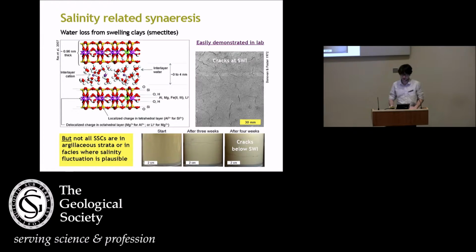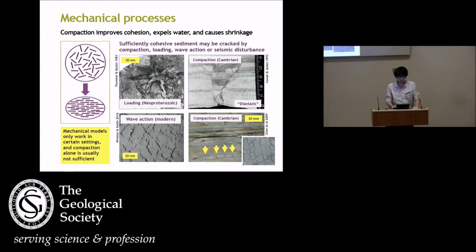So it's a readily demonstrable mechanism which might apply in environments where you have fluctuating salinity and smectite clays. But that is not an accurate description of many of the facies in which we find subaqueously formed sedimentary cracks. So this is not a universally applicable explanation. A lot of attention is also focused on mechanical processes, be they compaction, which can increase cohesion, expel water, and cause shrinkage, and also just mechanically break cohesive layers, or loading, wave action, or seismic disturbance.